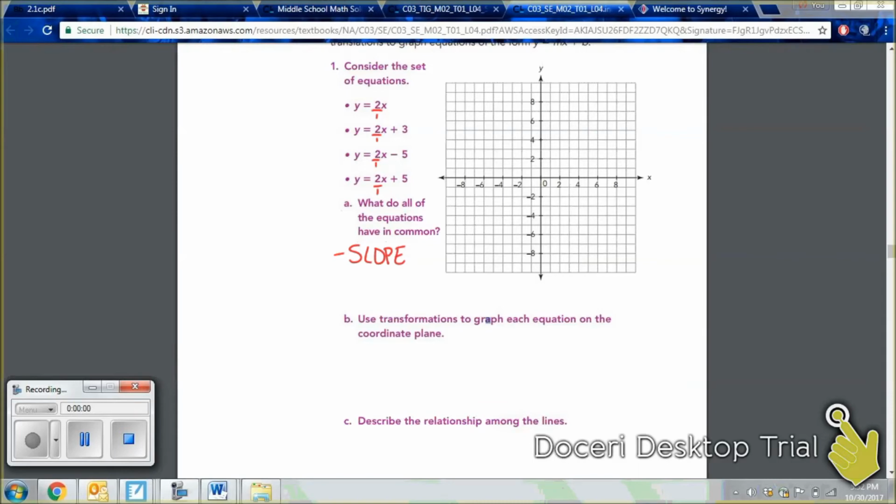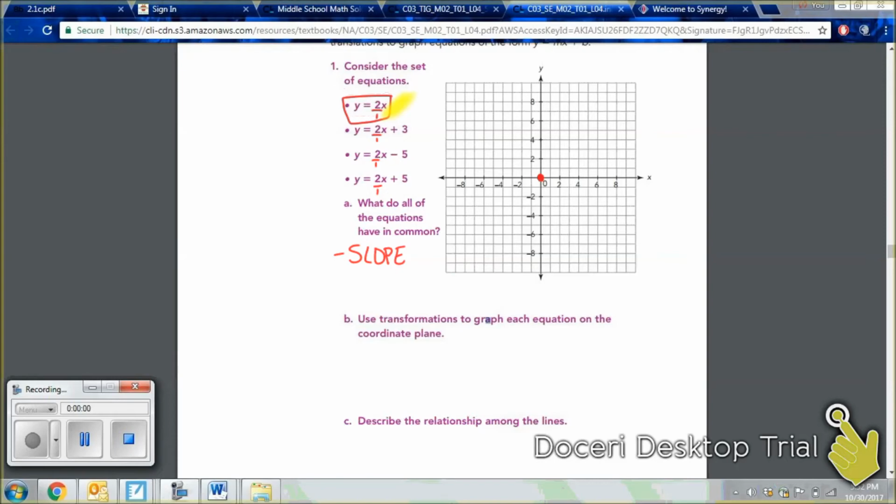So B says use transformations to graph each equation on the coordinate plane. So remember, we talked about transformation up above. A translation is a slide. Now let's start with our first equation up here. So we're looking at y equals 2 over 1 x. So we've talked about if there's no y-intercept, if there's no number over here at the end, then our first point should be at the origin, 0, 0. So I want everybody to do that. So put your first point at the origin. Okay?